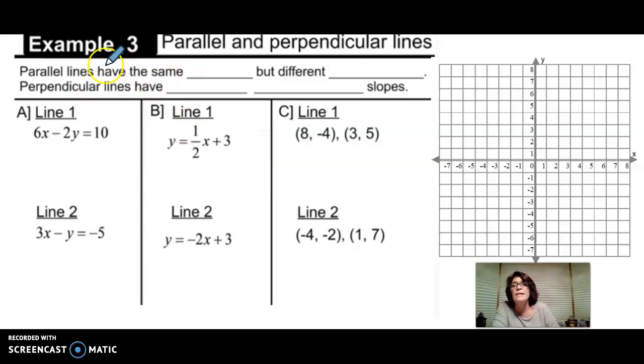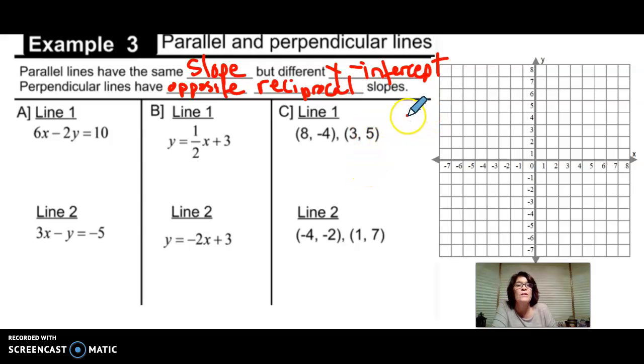Parallel and perpendicular lines: if you have parallel lines, they have the same slope, just a different y-intercept. They go through the y-axis at a different spot, but they have the exact same slope. Perpendicular lines have opposite reciprocal slopes. In other words, if my slope is 2/3, the slope of the perpendicular line will be the opposite of that, so it'll be negative, and then the reciprocal, 3/2. Those are opposite reciprocals.